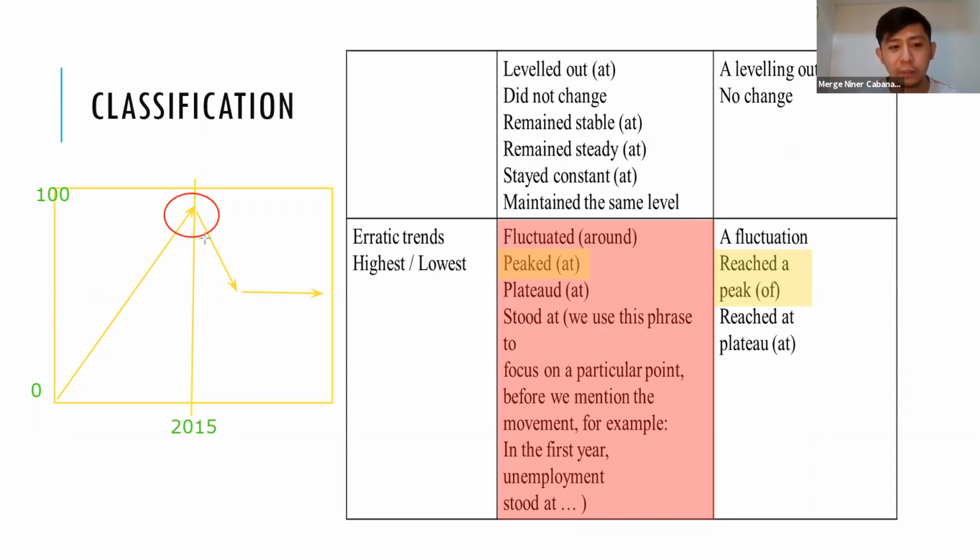Plateau is a low point. So let's say my line does not just stop here, take a look at this. If my line does not just stop here, but it actually fell much lower, let's say right here, and then from 2016, it remained stable. So this right here is what we call a plateau.